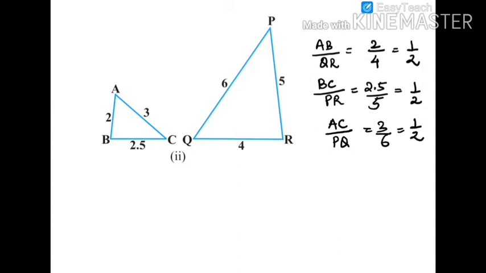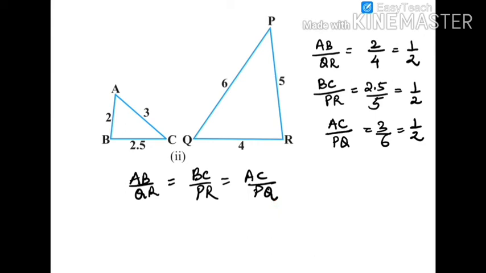So all three ratios are equal. So we can write that the corresponding sides are proportional. And if all three sides are proportional, then we can say that these two triangles are similar by side, side, side.